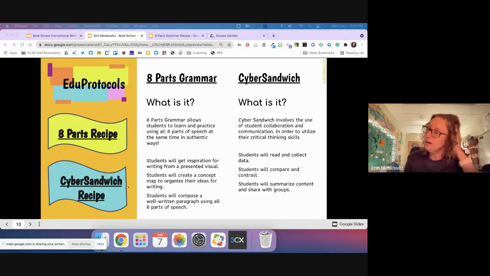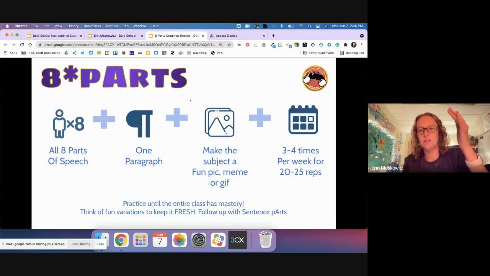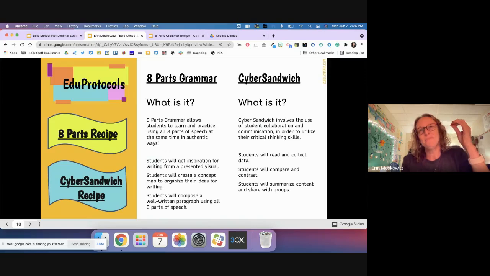And as a former ELA teacher, when grammar was a big part of the curriculum, I thought this was really interesting because I always felt like teaching all 8 parts of speech took so long, and it took so much time away from other things that I could have been doing. So I really liked this Edu protocol because you can learn and practice them all at the same time. And you can use it with the concept mapping strategy as well.